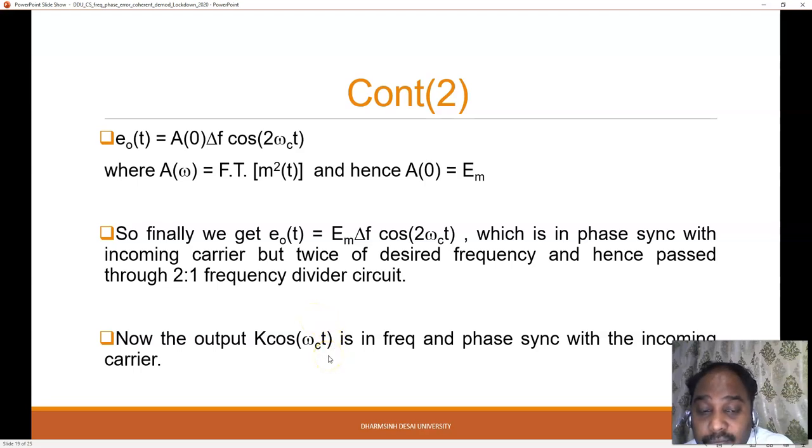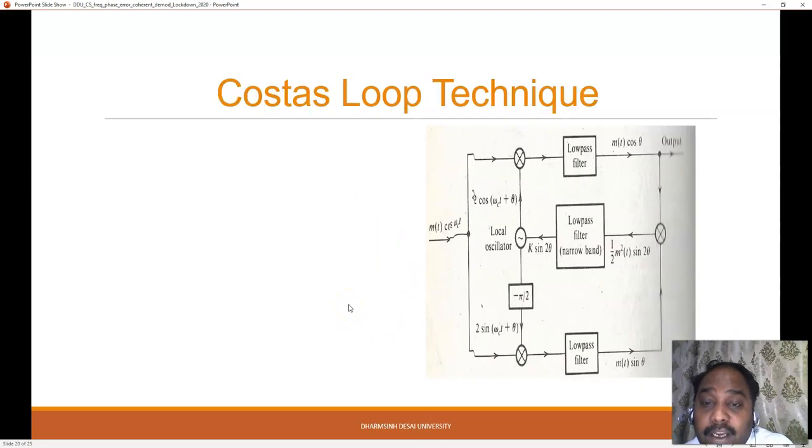Now the Costas loop. Here there is no issue. In the Costas loop technique, we have m of t cos omega ct, and there is a local oscillator over here. In the upper arm, I have taken the 2 times just mathematically, so you will get m of t output. Suppose the local oscillator is generating 2 cos of omega ct plus theta, so there is some phase problem. And this has a pi by 2 shifter, so this is 2 sin omega ct.